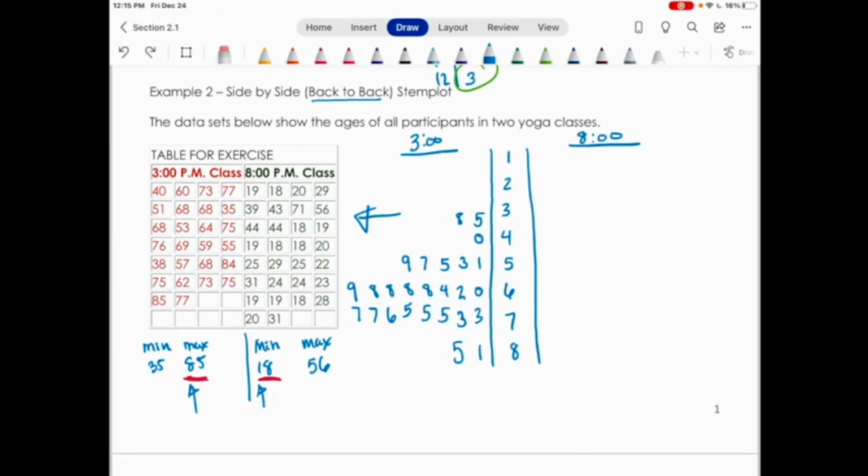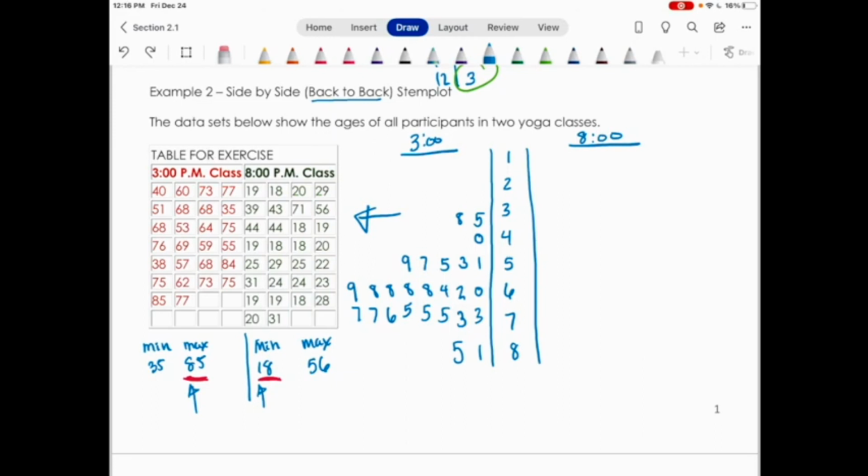So here are your leaves for the 3 o'clock class. Double check and make sure you got those right. And then we're going to move on to the 8 o'clock class. I'm going to go ahead and do the first couple for you to make sure we've got it right. Now that we're on the right side of the stem and leaf plot, we can actually use our intuitive method of going left to right when we're writing our numbers in order. So when you look at your sorted list for the 8 o'clock class on your calculator, you have a bunch of 18s. You should have 5 of them if you entered your data correctly.